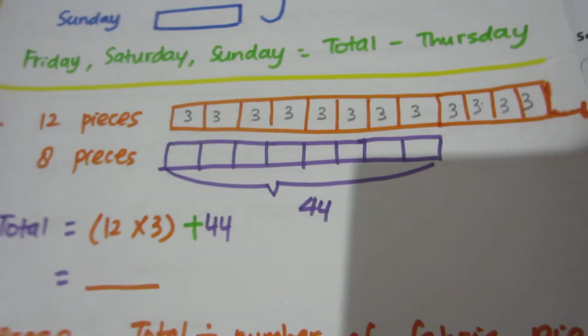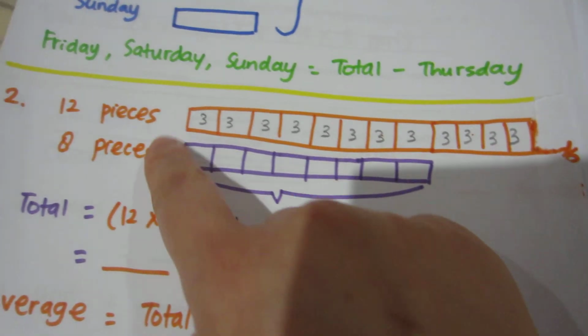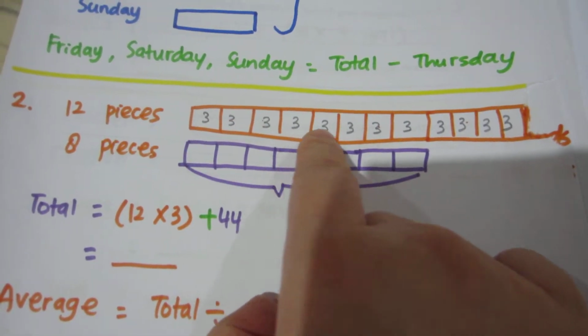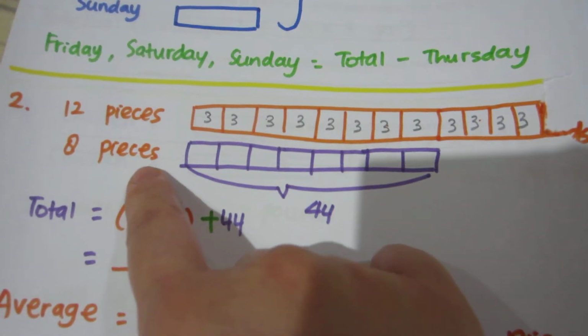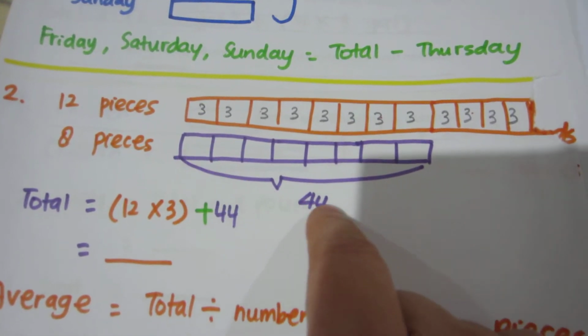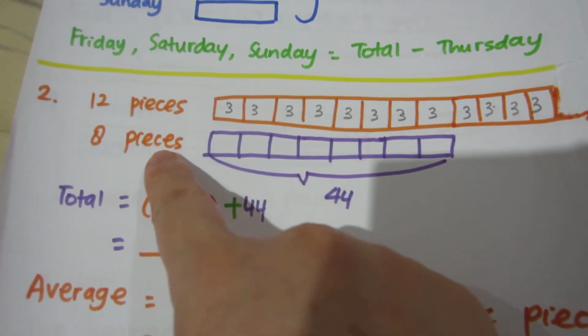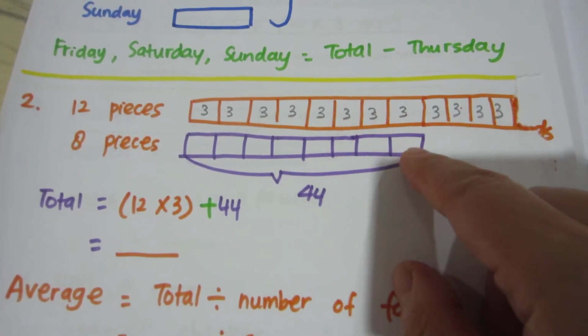For number 2, so there are 20 pieces altogether. 12 pieces, each is 3. So we make the bar model. And then the 8 pieces, the total is 44. Now we need to find the total of 20 pieces. So that means this and this.